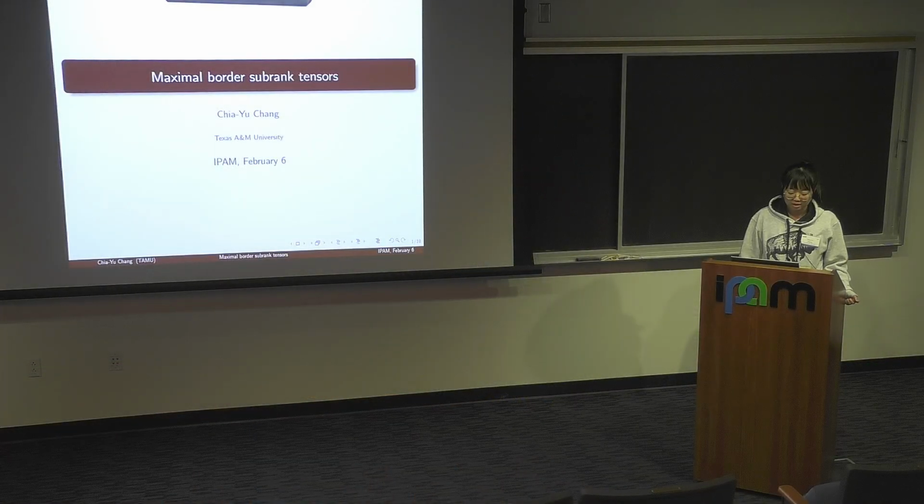Recall that yesterday, in the first talk, Jen mentioned the cost of a tensor, which is measured by rank, border rank, and asymptotic rank. He also mentioned the value of tensors, which is measured by subrank, border subrank, and asymptotic subrank. And here I'm going to give a talk about the value of tensors.